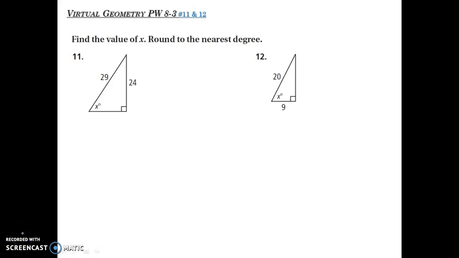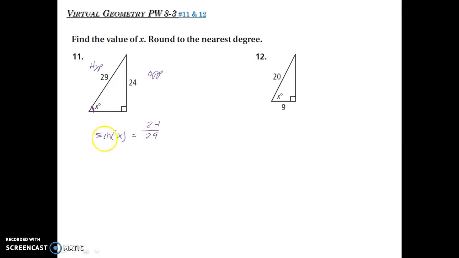Time for some more trig. This time we're finding the angle. So this is the angle we're interested in. And we have the opposite side and the hypotenuse. Opposite over hypotenuse is sine. So sine of x is opposite over hypotenuse, 24 over 29.